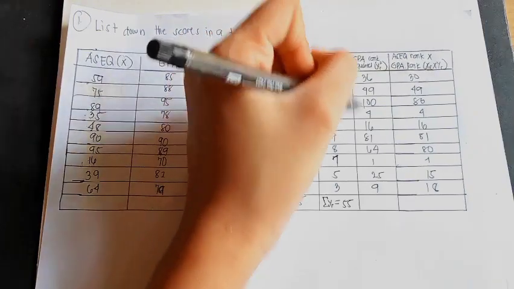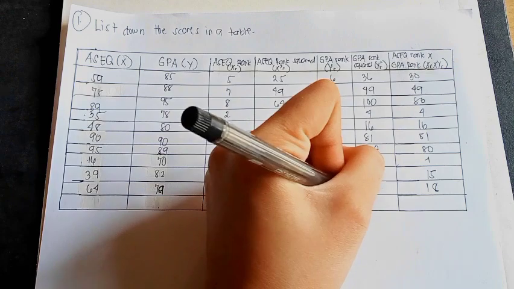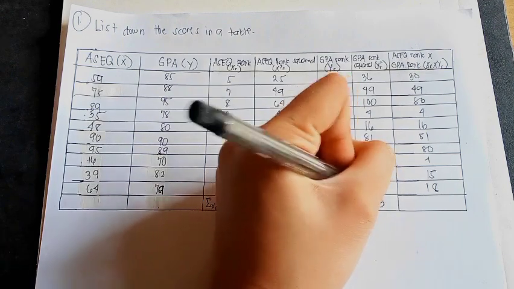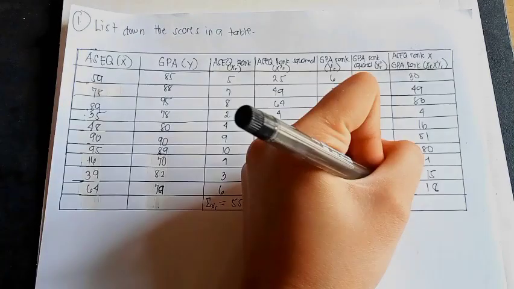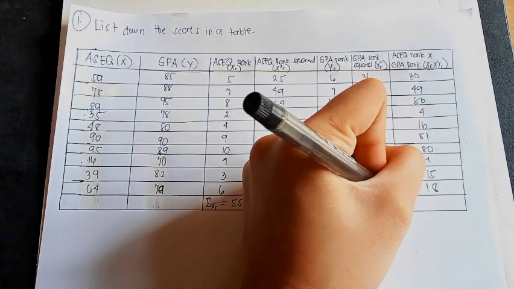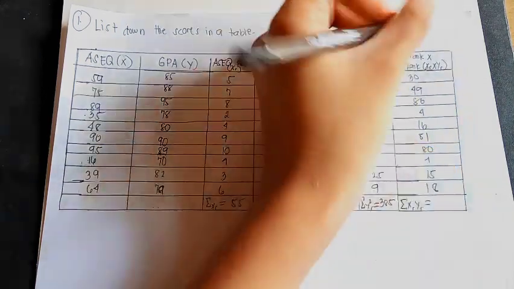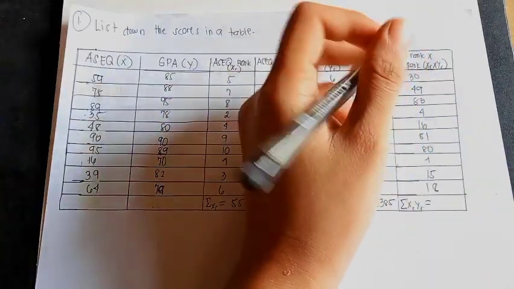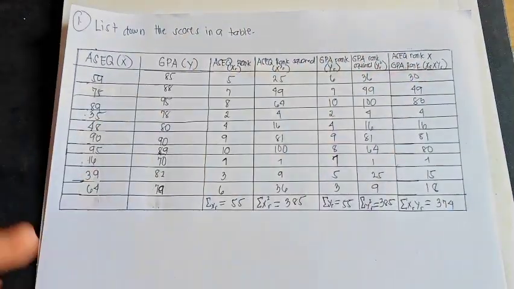Next is this one. We will add all of these numbers up. Y squared rank. The answer is 385 again. And lastly, this one, summation x rank, y rank. And the answer of all of these numbers, if you're going to add all of this, is 374.